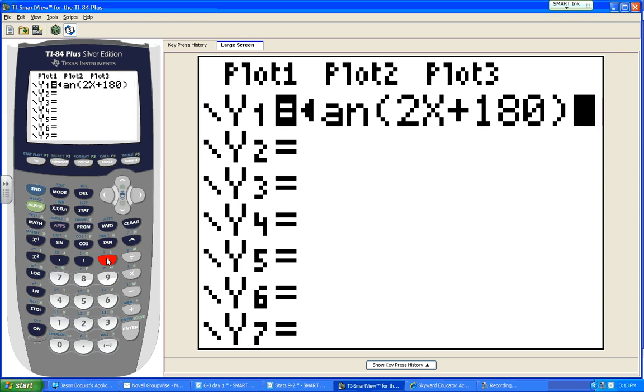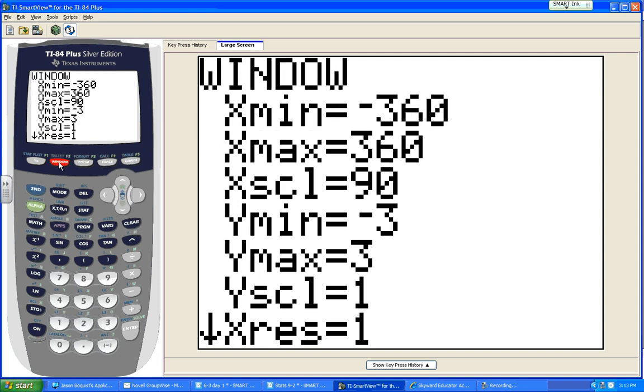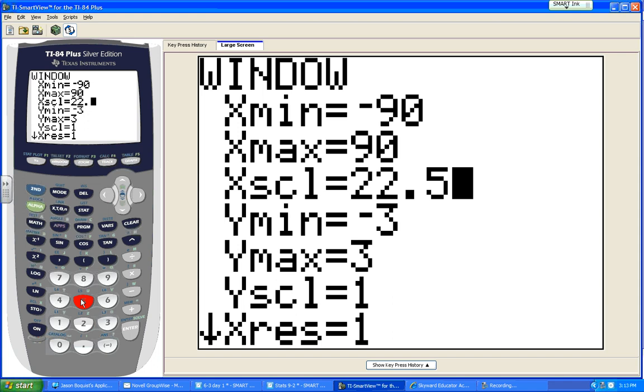Yeah, what should we do here? Because if we graph it right now, what's your window set at? Negative 360 to 360. This is going to happen a lot, right? So we might want to go ahead and check that window and see what's going on. That's not what we want right now, right? We want negative 90 to 90, right? Okay, negative 90 to 90. So what was each tick mark when we went over there? 22.5, okay, 22 and a half. Good. How about y min and max? I would suggest either doing negative 5 to 5, negative 10 to 10, something like that.